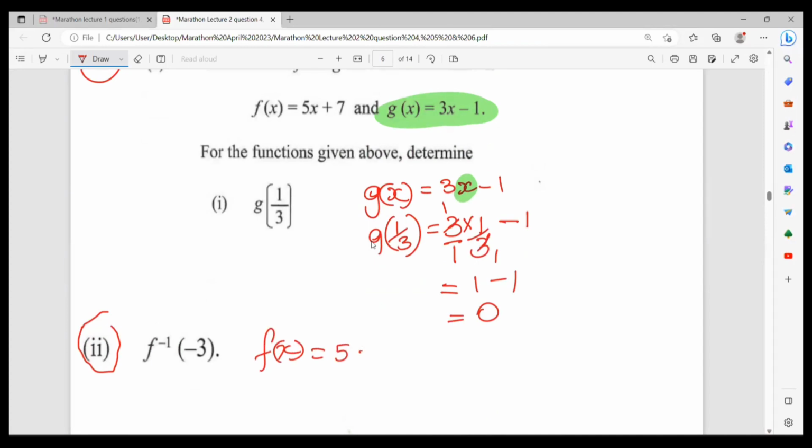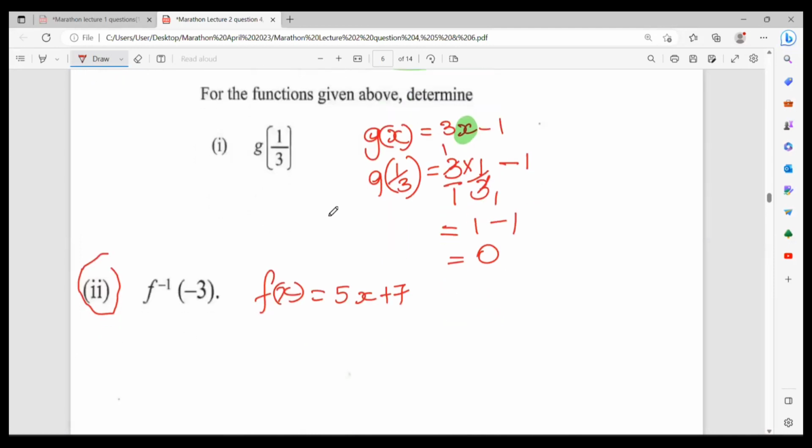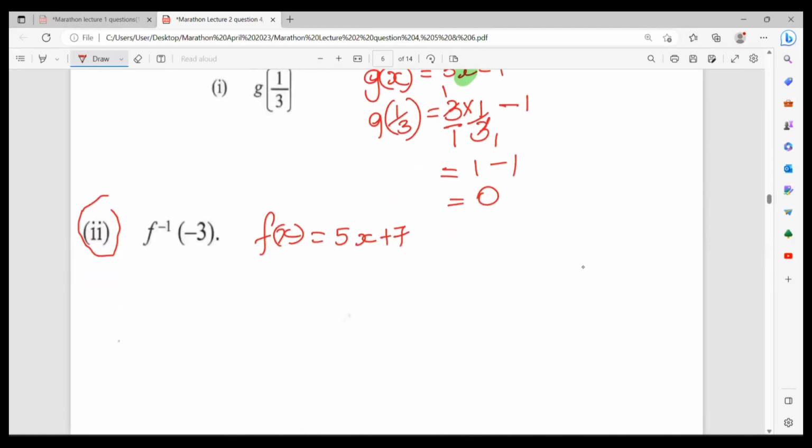F of x is 5x plus 7. Right? Now, in order to do the inverse of f of -3, you need to do this first. You need to find the inverse of f of x. And then all you're going to do is put -3 here when you're done. So we're going to take this regular function and find the inverse of it first.